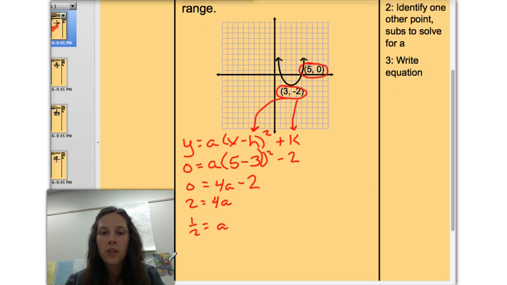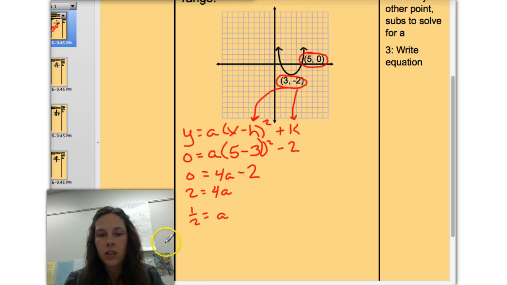So to write our equation, we're going to go back up to that generic equation. x and y become variables again. a, h, and k should be numbers when you're done with your equation.